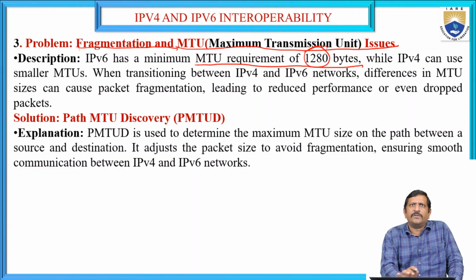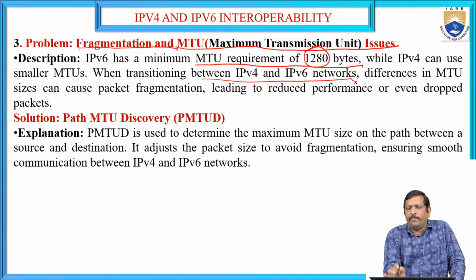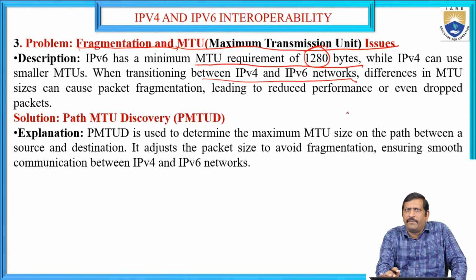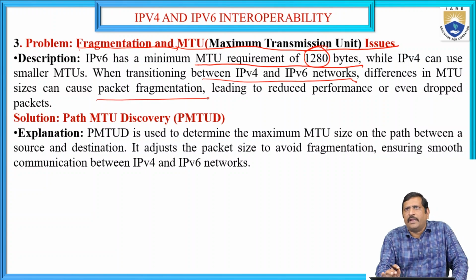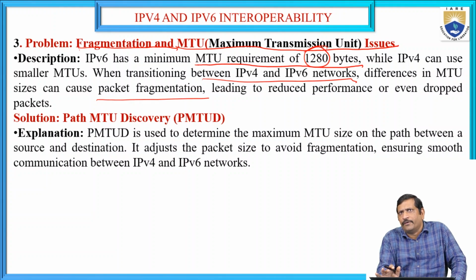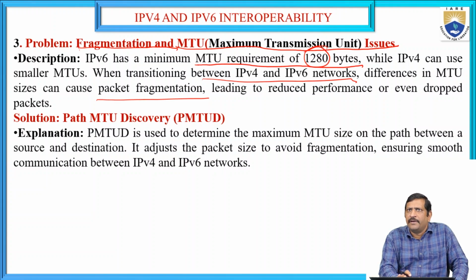IPv4 can use smaller MTUs when transmitting between the IPv4 and IPv6 networks. MTUs, that means maximum transmission units, will be very small. The differences in MTU sizes can cause packet fragmentation. That means different types of MTUs. Now if we are utilizing IPv4, that's why fragmentation issues will arise, which reduces the performance or even drops the packets.